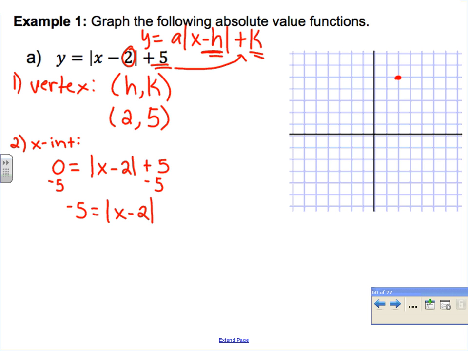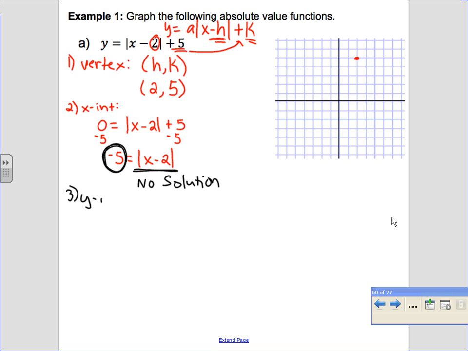So you should ask yourself, well, can I split this up? I hope you say no. You cannot take absolute value and get a negative number. So what I just circled here, this -5, you can't have that. You can't have absolute value of something that's negative. So you're going to write down here no solution. There's nothing you can plug in that's going to get you a -5. What that means in regards to the graph is that there's not an x-intercept. Your graph is not going to cross the x-axis.